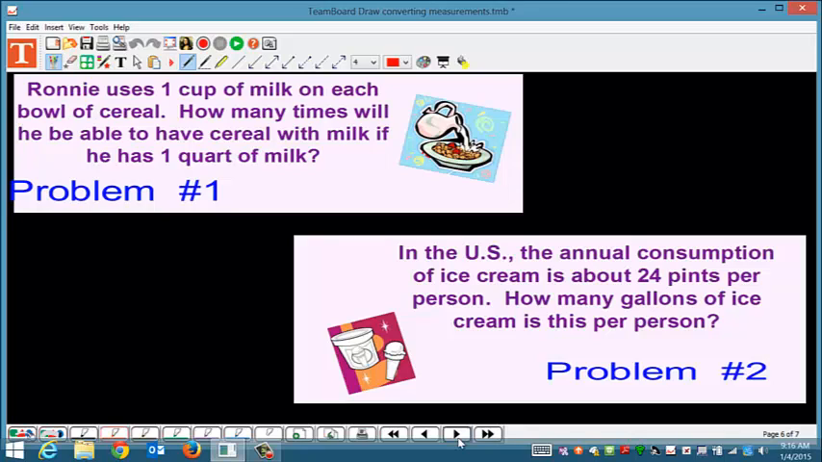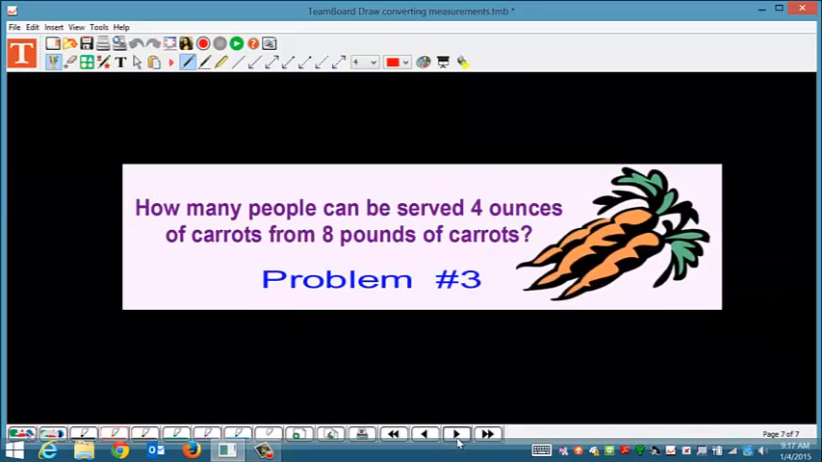So problem number 1, Ronnie uses 1 cup of milk on each bowl of cereal. How many times will he be able to have cereal with milk if he has 1 quart of milk? Problem number 2. In the United States, the annual consumption of ice cream, yum, is about 24 pints per person. How many gallons of ice cream is this per person? And problem number 3. How many people can be served 4 ounces of carrots from 8 pounds of carrots?